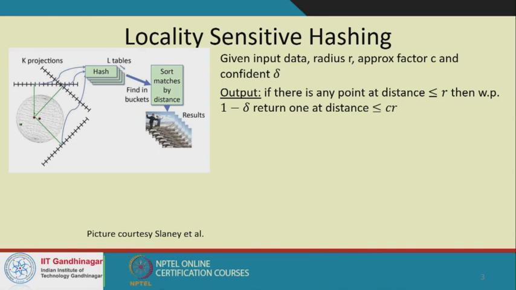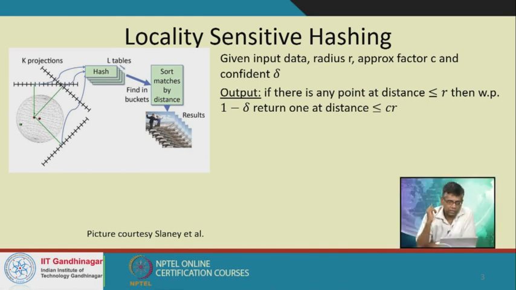We also looked at the algorithm of locality sensitive hashing as a potential solution to this problem. Again, just to recap, we are given the version of the nearest neighbor problem where the input radius is also specified. So now we are solving an approximate version of this. We are given a radius r, the input data, as well as an approximation factor c and a confidence delta.